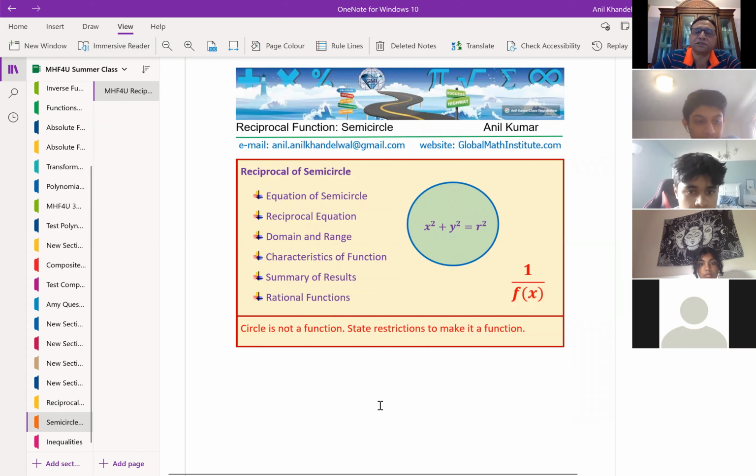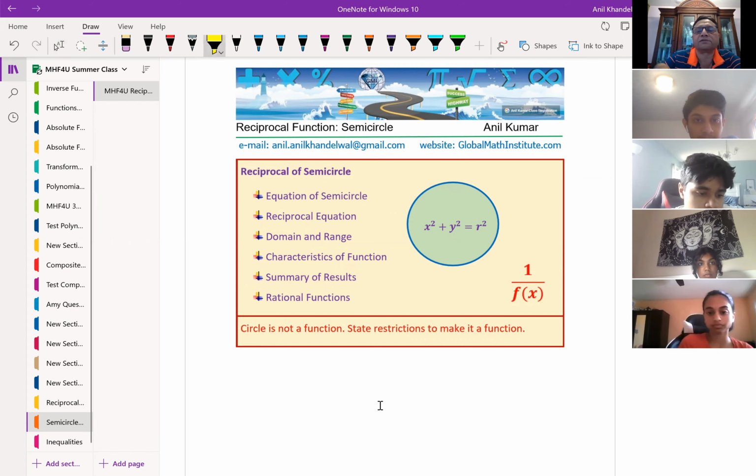Okay, so this is a circle which I have shown you. Is circle a function? No, sir, it's not a function. It fails the vertical line test. Now, what is the equation of circle? X squared plus y squared equals r squared. Perfect. How can you make it a function?